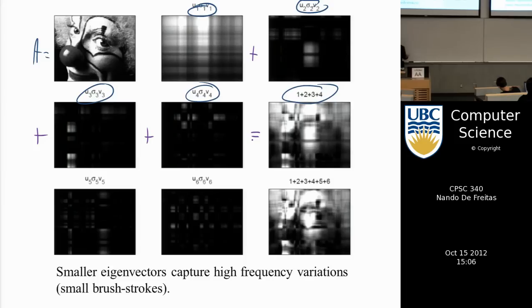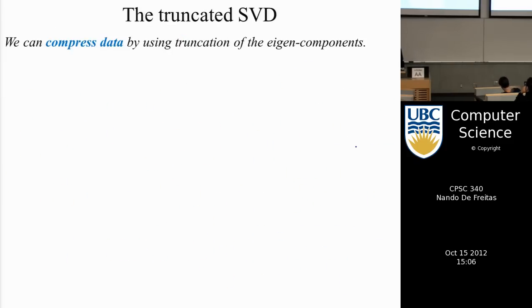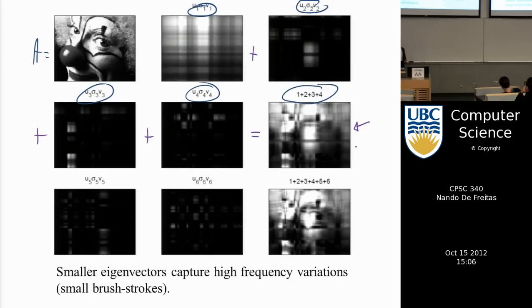And the advantage of this is that now we have a way of doing compression, because this is our compressed image. We compute the SVD of A, and we only store the first four terms. We only store these first four eigenpairs, and we throw away everything else. And we have now compressed our image. Of course, if I add two more, I get this new image, which has a bit more resolution than the previous one.